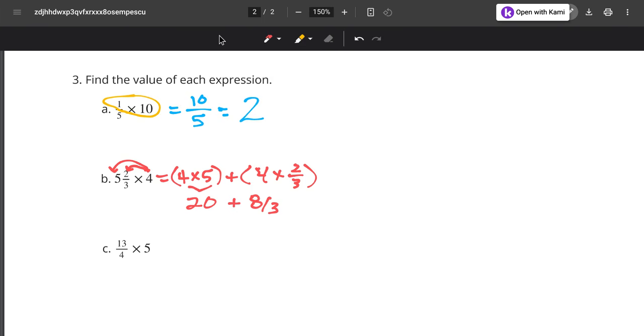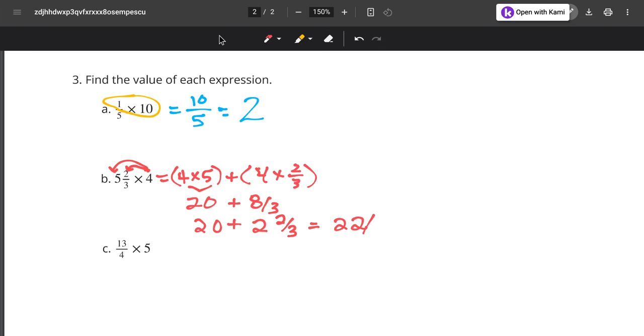Now, I'm going to go ahead and further simplify that 8/3. I'm going to ask myself, well, how many times can 3 go into 8, right? Well, 3 can go into 8 2 times. And how many are left over? 2. So I know that 8/3 is equal to 2 and 2/3. So I'm going to have 20 plus 2 and 2/3. So my answer here is going to be 22.